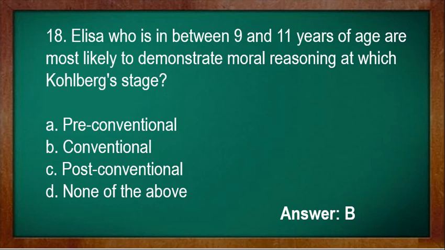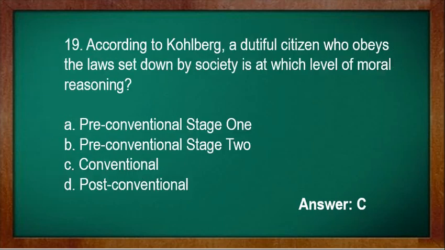Number 18. Elisa, who is in between 9 and 11 years of age, is most likely to demonstrate moral reasoning at which Kohlberg stage? A. Pre-conventional. B. Conventional. C. Post-conventional. D. None of the above. Answer, B.